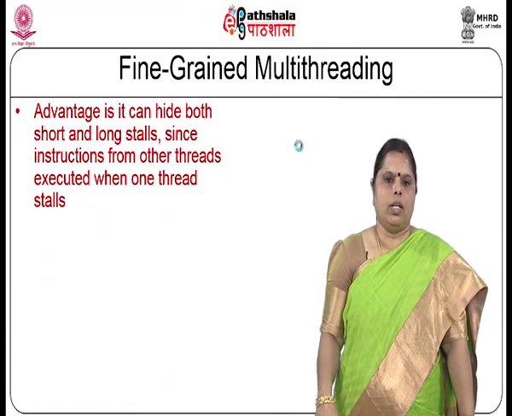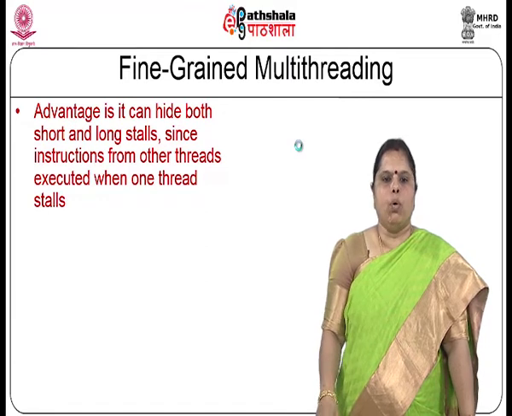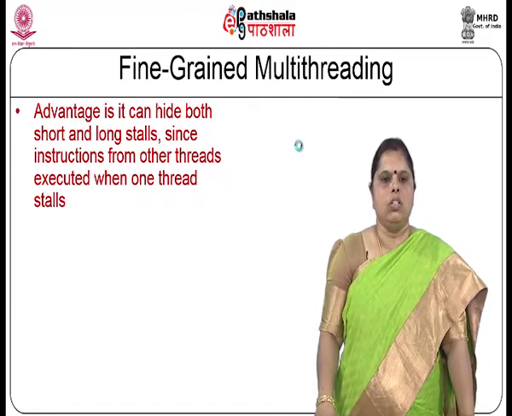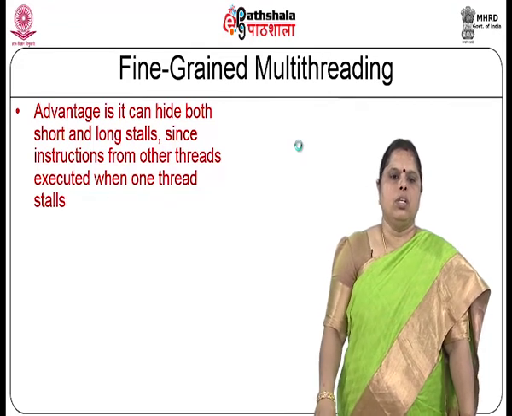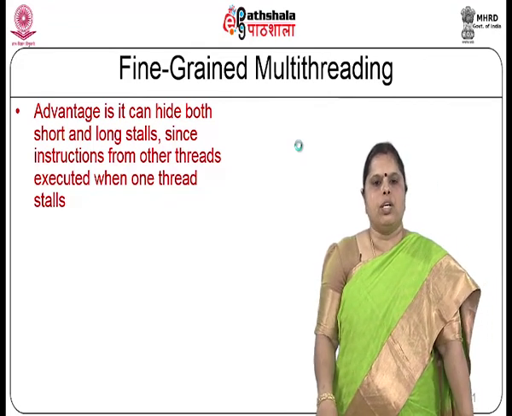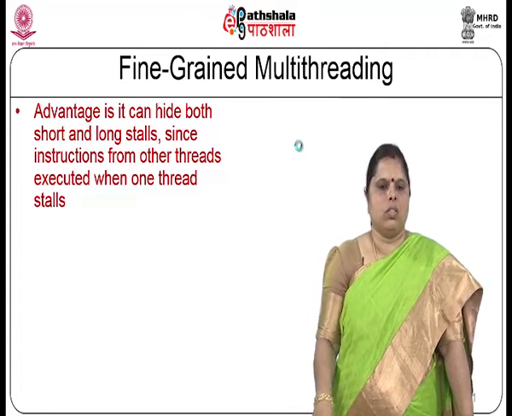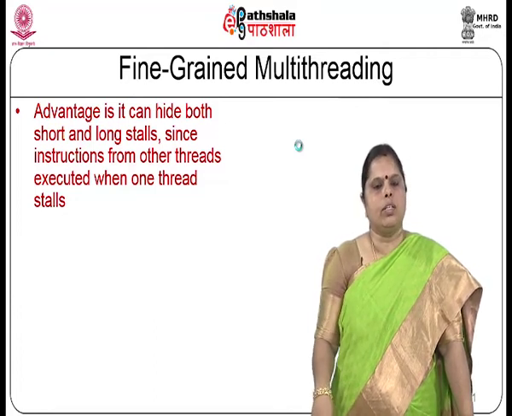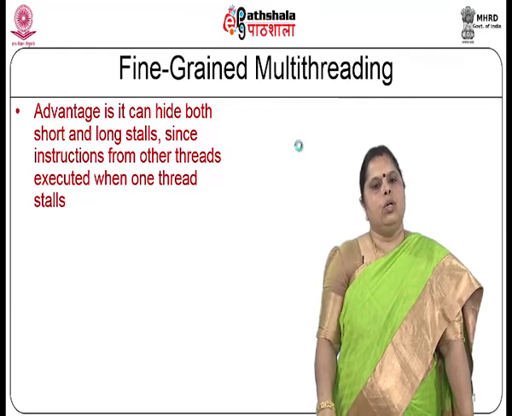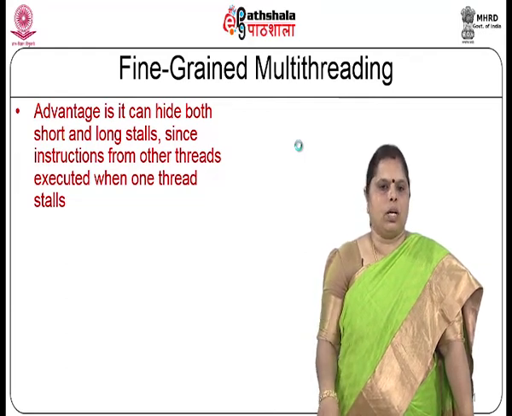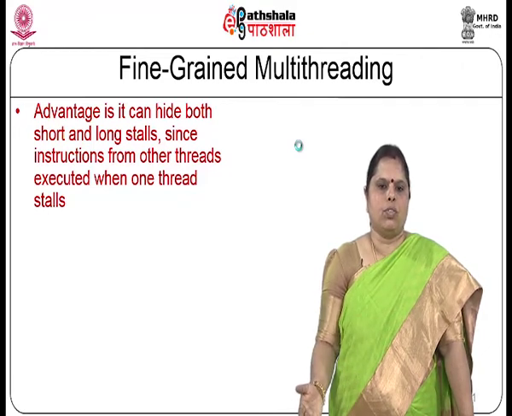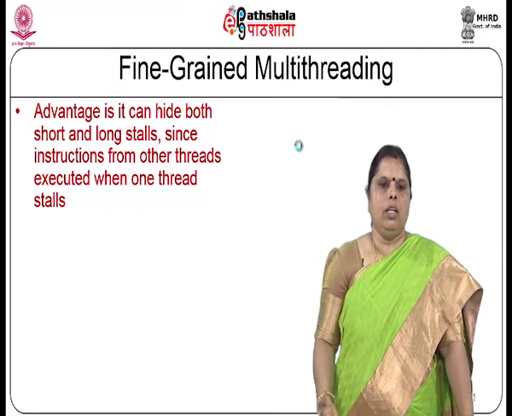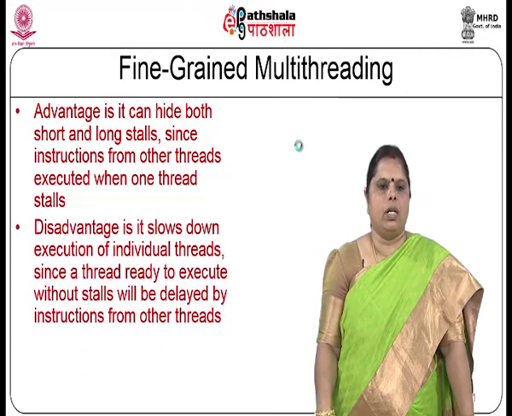The advantage of fine-grained multithreading is that it can hide both short as well as long stalls, because instructions from other threads of execution can be executed when one thread stalls. Because anyway you are doing the scheduling in a round robin fashion, you would also have had instructions from other threads available. So you immediately switch over to the other thread of execution. So both long stalls as well as short stalls can be hidden when you go in for fine-grained multithreading.